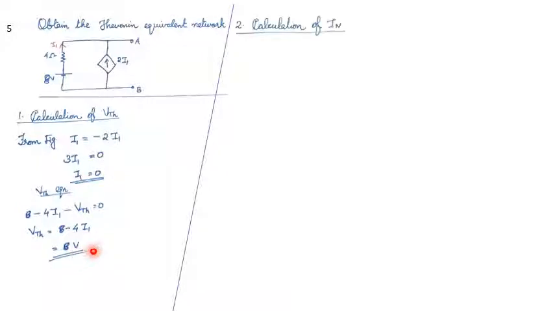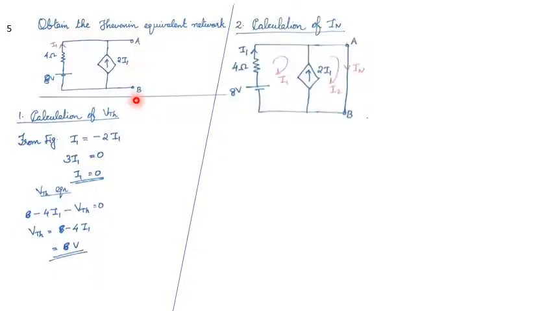The next step is to find out current IN. IN is the short circuit current through a short circuit path between A and B. So redraw the circuit and short circuit the terminals A and B, and current through that short circuit is marked as IN. Now our aim is to find this IN. In order to find out IN, two mesh currents I1 and I2 are marked like this. And from the diagram it is clear that I1 and I2 are in opposite directions. So we can write minus I1 plus I2 is equal to 2I1.